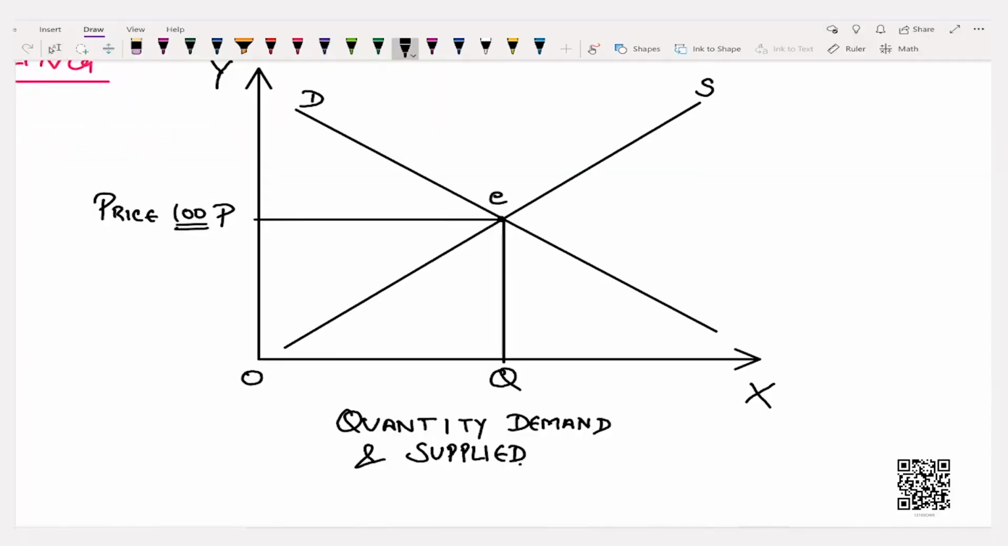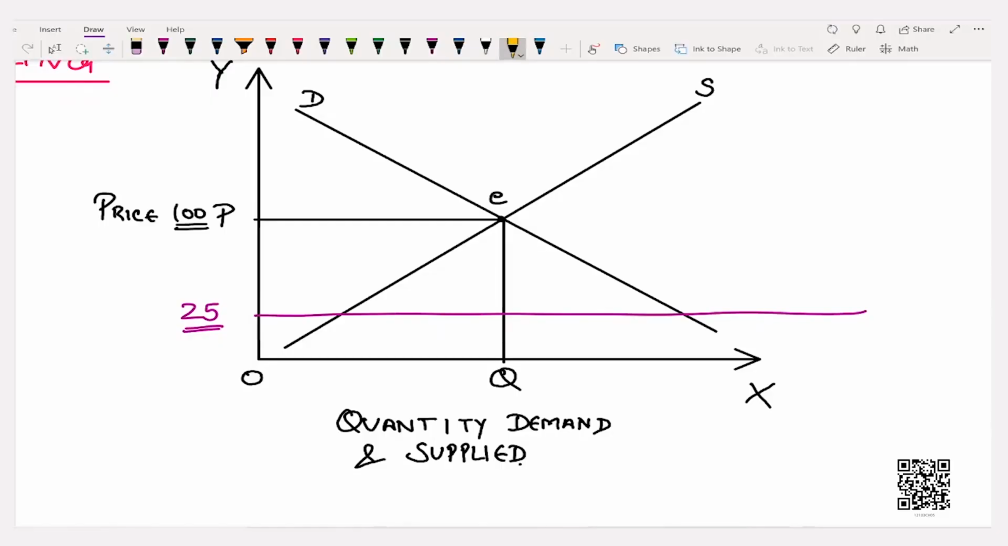So, what happens is the government sets a price which is much lower than the equilibrium price determined by the market. Let us suppose it to be 25. But when the government sets a price of rupees 25, it leads to another problem, which we had already discussed, excess demand. Now, excess demand of onion will be there.